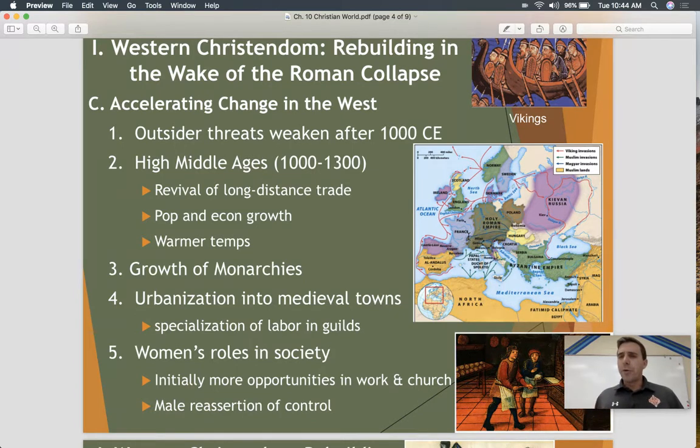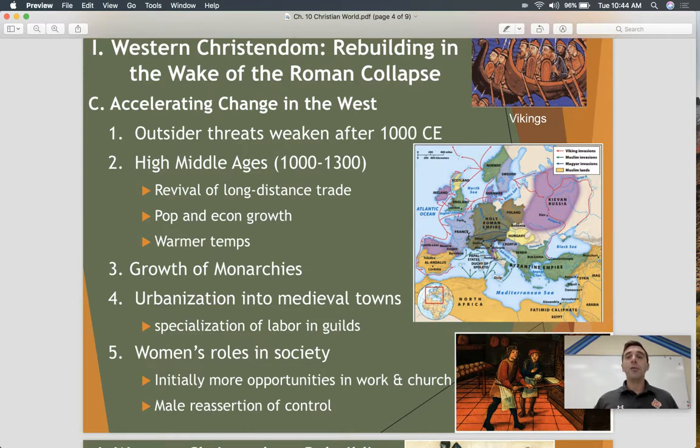The Magyars are another group. They're more of a nomadic Eastern European group, some Germanic influence, but they're just another threat of invasion force. But a lot of those forces start to die down, to weaken. And so after about 1000 CE, that need for as much protection is kind of going away. So that leads us to what's called the High Middle Ages. All right, the High Middle Ages in that 1000 to 1300 time frame.